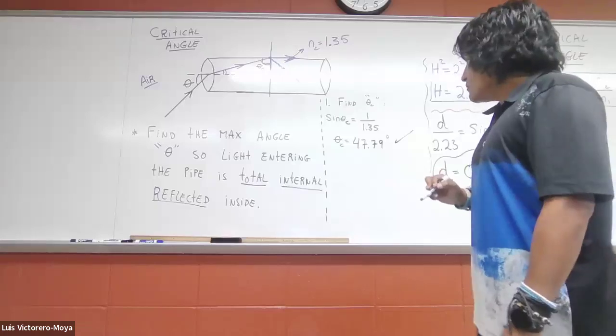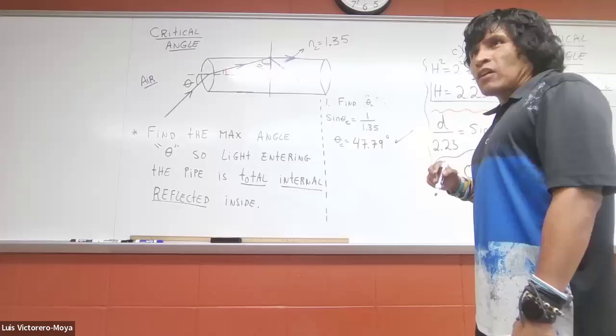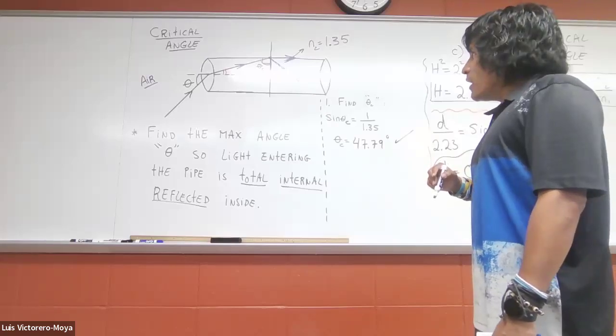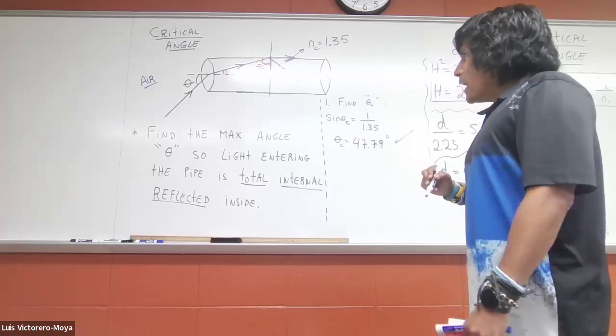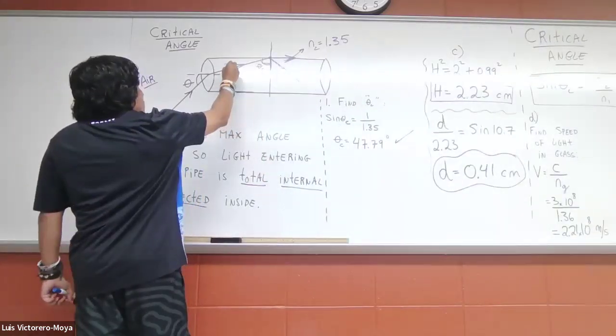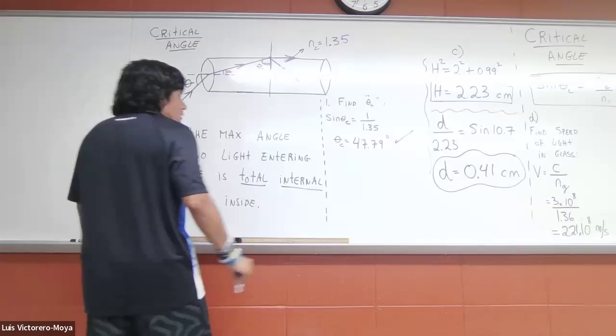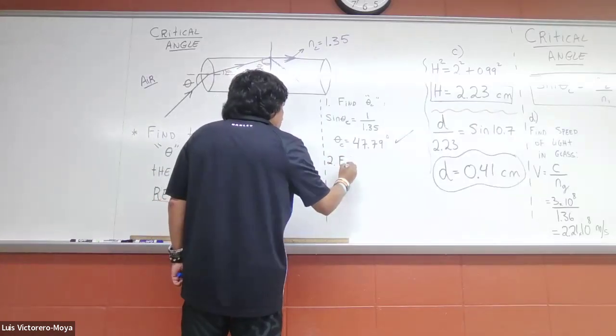That's the critical angle. People who did a lab today, you know that that's close to what you did, right? That's close to what you guys got in the last experiment. So there you are. Then I can find this angle here. I'm going to call it alpha. So number 2, let's find alpha.